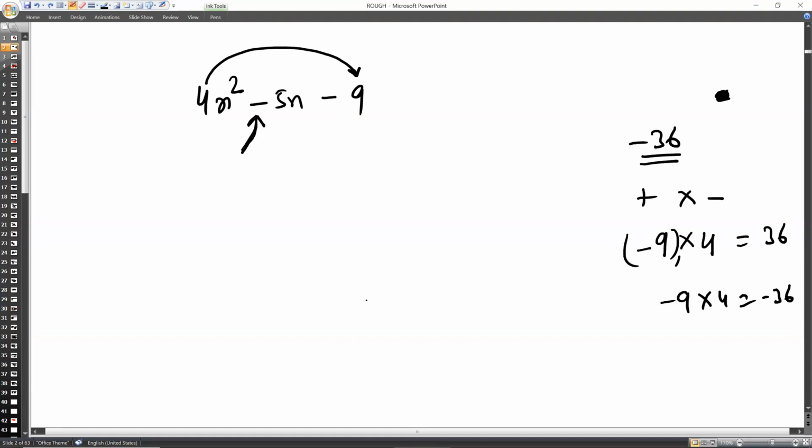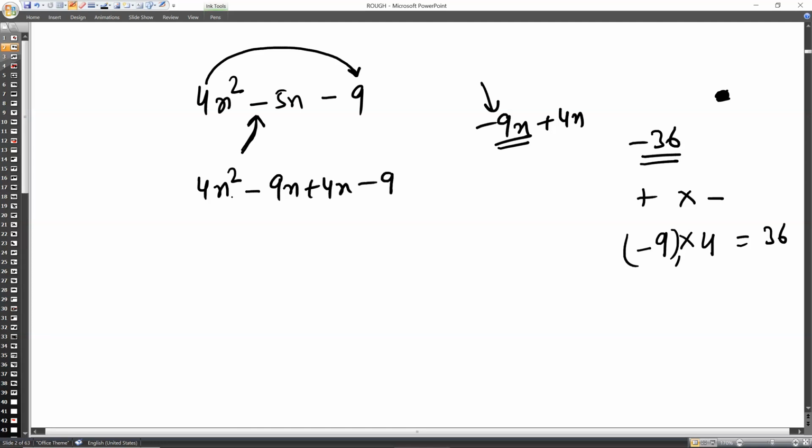Now what you are going to do here is 4x square, and as I told you, when you have two terms, one number is positive and another is negative, like minus 9x and plus 4x. Try to put the second term as negative. So this will be 4x square minus 9x plus 4x minus 9. You can put the terms in either order, but try to put the second term as negative. This is called middle term split.